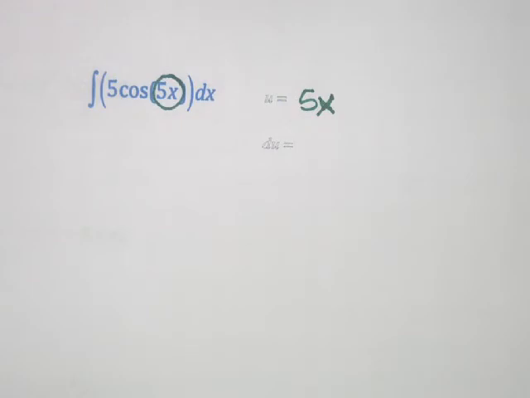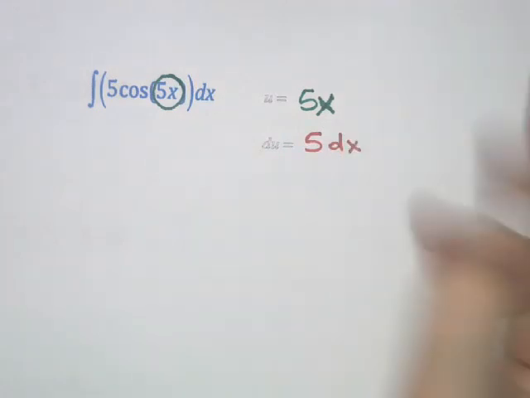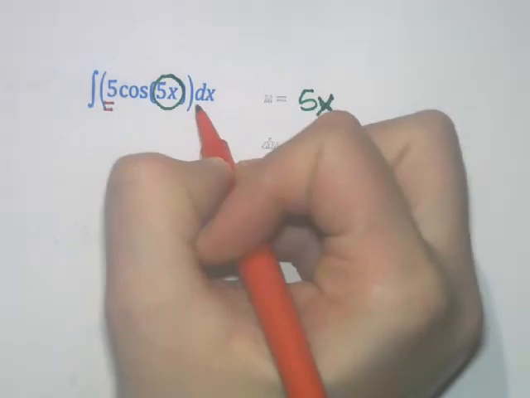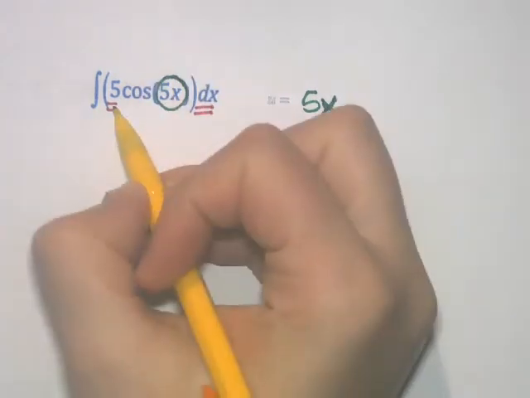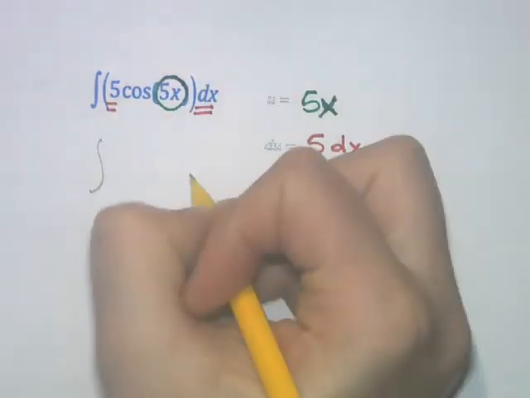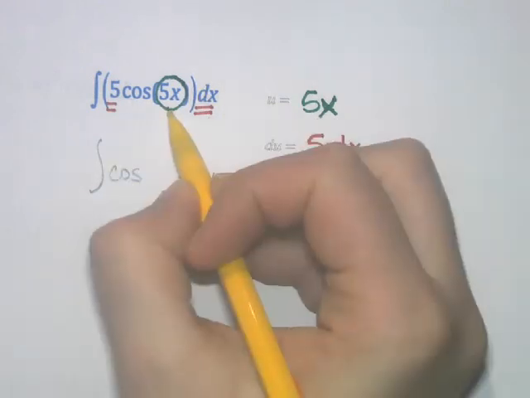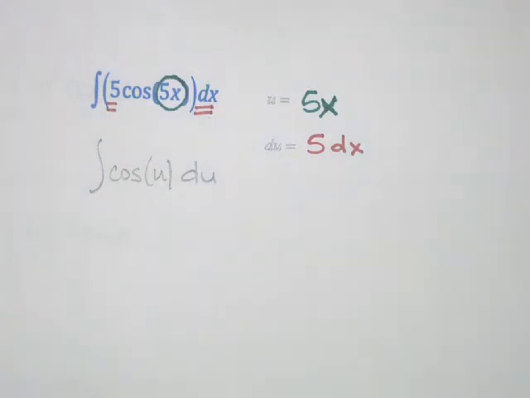5x. And when I take that derivative, it's going to be 5 dx, the derivative of u, to get my du. So that's this part here and that part over here. So I know anything lined up in red is going to become du. And then cosine is still in this of u du, because the u is the 5x. So that's going to be gone.